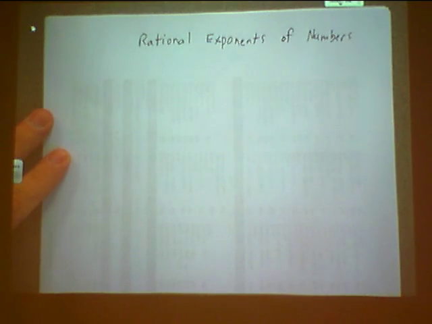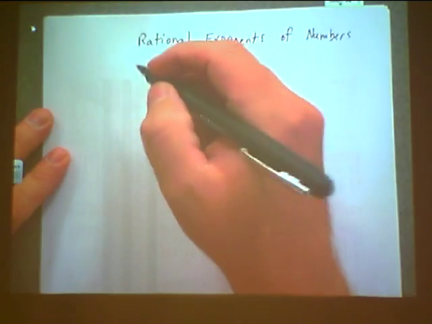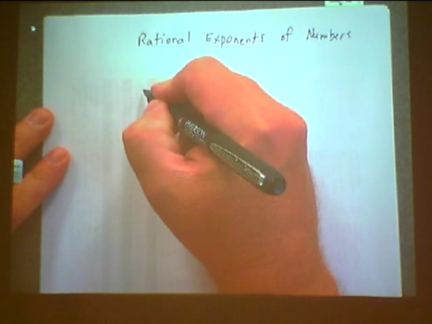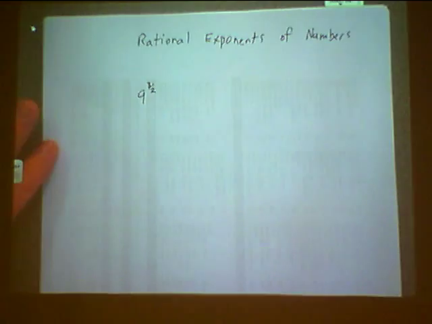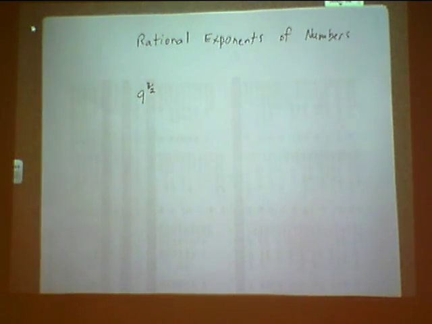Okay, now I want to look at the rational exponents of numbers. And we will do 3 examples in this video. So once again, a rational exponent is when you have an exponent that is a fraction. And in this case, my base is simply going to be a number. And I want to simplify this so it's not an exponent anymore, but simply a number.